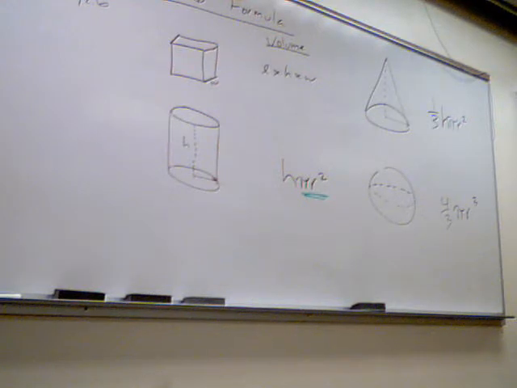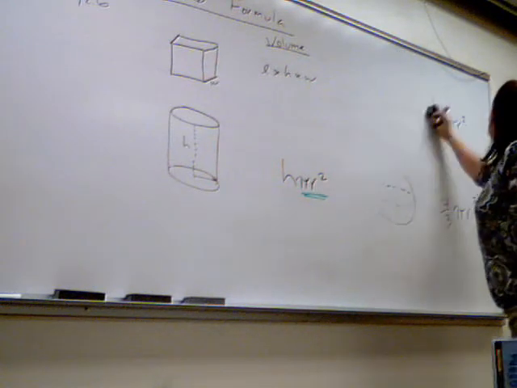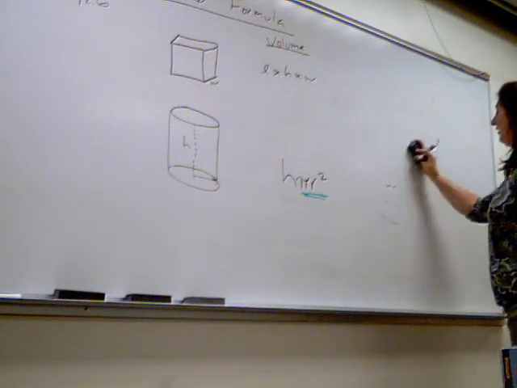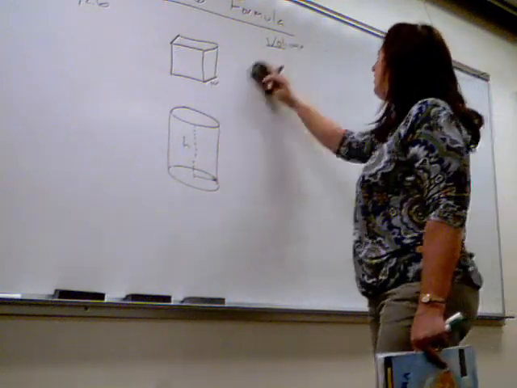You can put in 4 feet, 3 feet, 5 feet. And again, does it matter which way I multiply these up? No. What are we going to get? 60. And then feet cubed. Okay? Don't forget the cubed part. That's important. Everything with volume is going to be cubed.